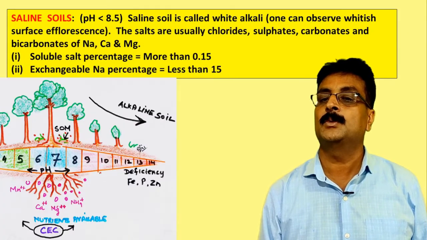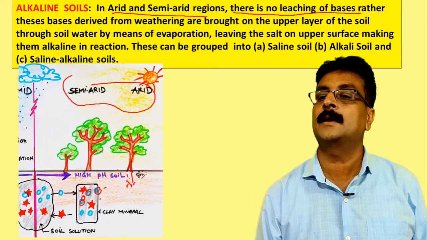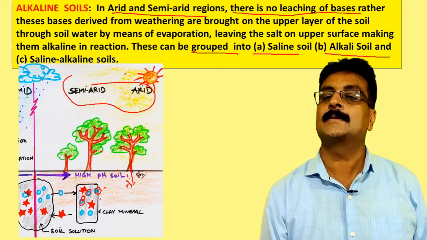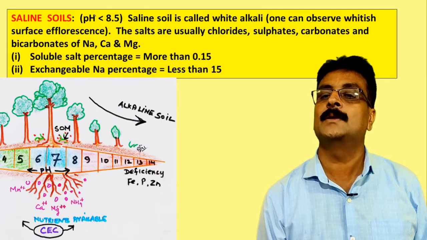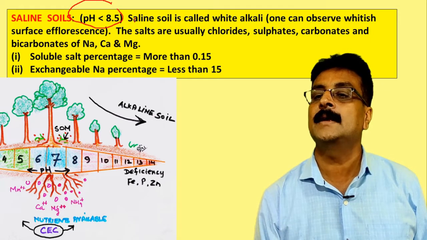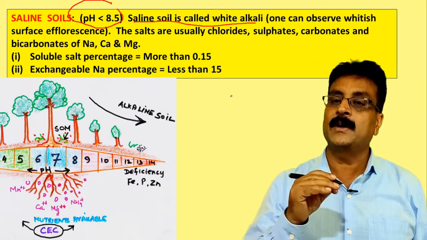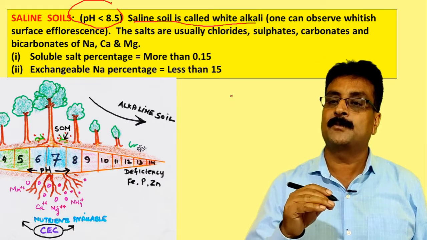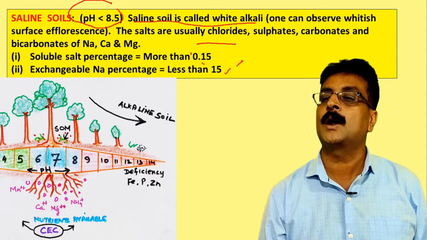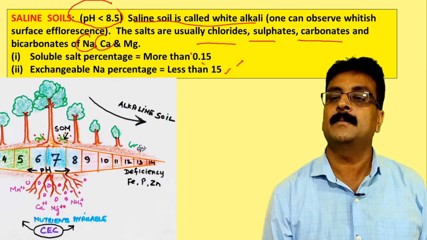Now let's come to the saline soils. Alkaline soil is grouped into three: saline soil, alkali soil, and saline-alkali soil. Let's come to saline soil first. Saline soil pH is generally less than 8.5. Saline soil is called white alkali because it shows whitish efflorescence on the surface. That's why it is called white alkali. These salts are usually chlorides, sulfates, carbonates, and bicarbonates of sodium, calcium, and magnesium.